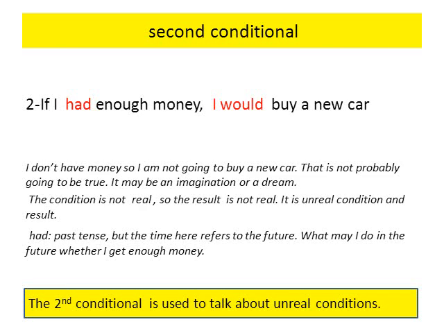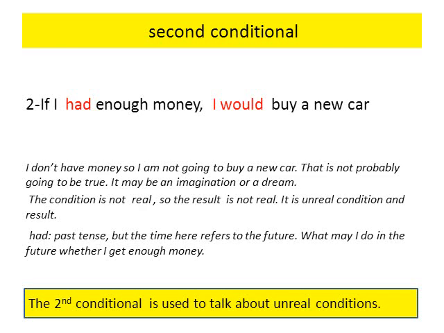If I had enough money, I would buy a new car. I don't have money now, so I am not going to buy a new car. That is not probably going to be true. It may be an imagination or a dream. The condition here is not real, so the result is not real. It is an unreal condition and result. We have the past tense, but the time here in the sentence refers to the future. What may I do in the future if I get enough money? Here, the conditional refers to the future.